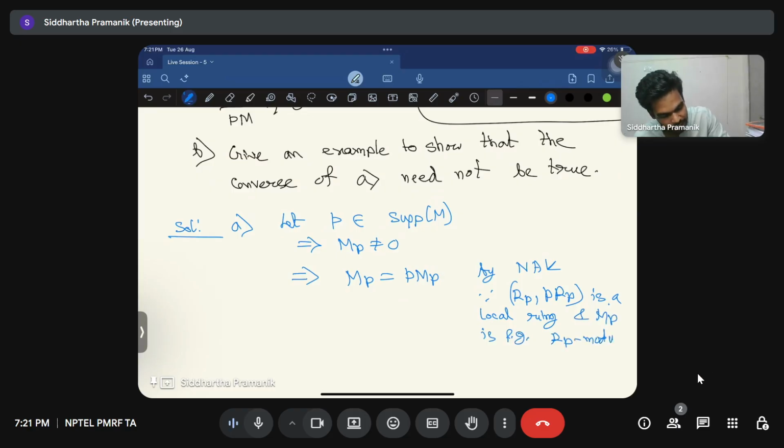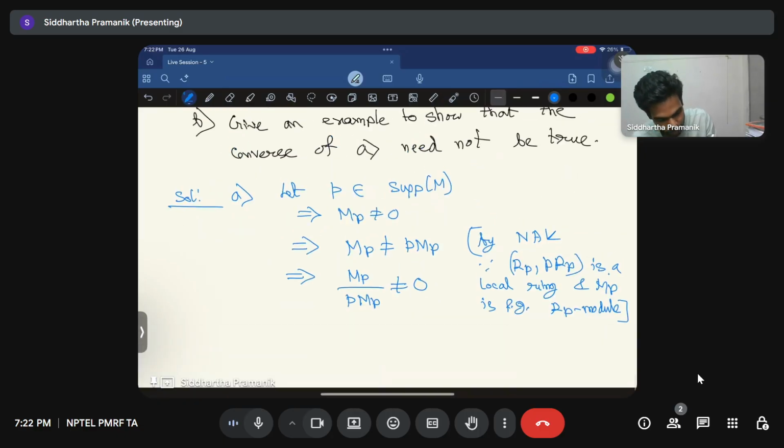Why is M_P a finitely generated R_P module? Because M is finitely generated over R. So we can take the image of the same set of generators. Then by using Nakayama's lemma, we can claim that this is not equal, because if equality holds, then M_P has to be 0. So from this we can say M_P mod PM_P is non-zero.